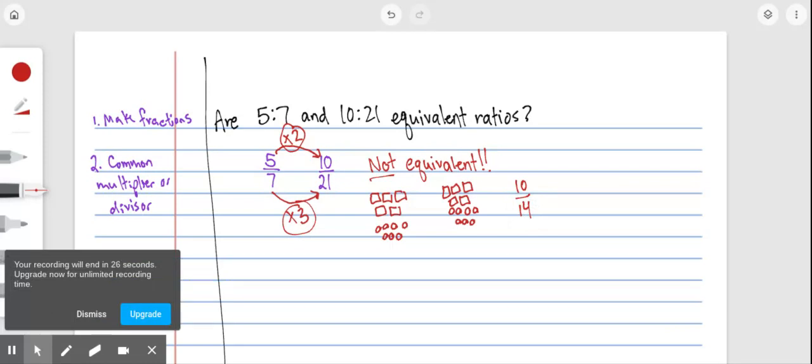Okay? So to find equivalent ratios, you just have to make sure that the numerator is multiplied by the same number as the denominator. So multiply top and bottom by the same number. Okay, that's how you find equivalent ratios.